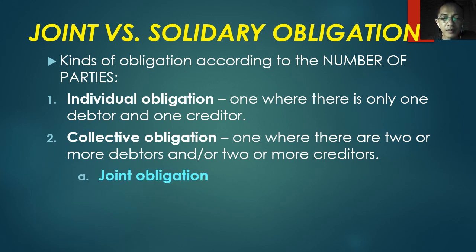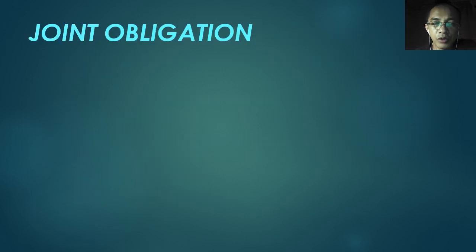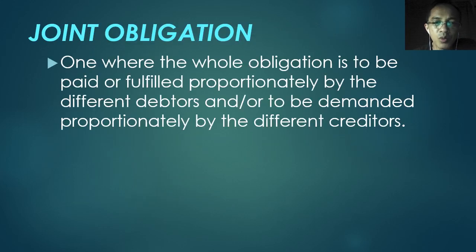Dito papasok ang joint and solidary obligations. So for this type of obligations, itong joint and solidary, we are referring to a collective obligation where there are two or more debtors or two or more creditors or both. Joint obligation is one where the whole obligation is to be paid or fulfilled proportionately by the different debtors and or to be demanded proportionately by the different creditors.